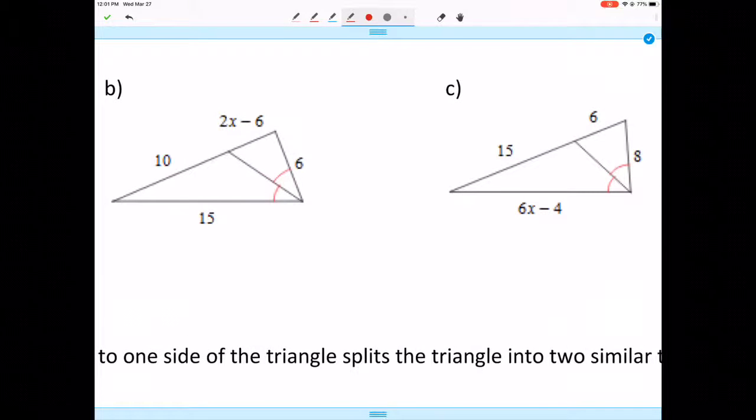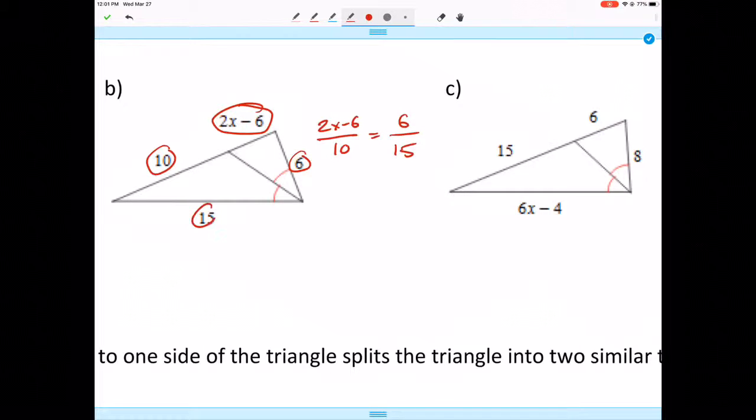Hopefully you can get this pretty quick. So this is what we're looking for. 2x minus 6. Its corresponding side would be 10. And then that should be equal or proportional to 6 divided by 15. Okay, so on this top, we have the small triangle on the top and big on the bottom.